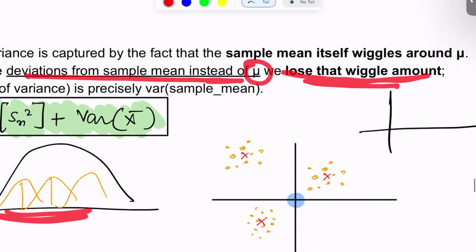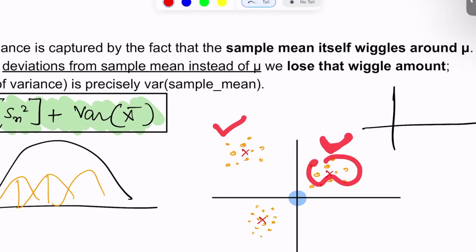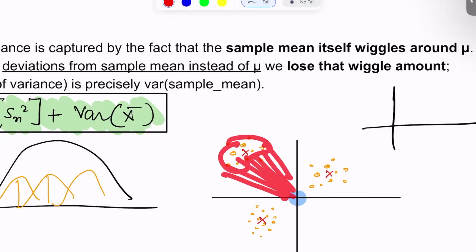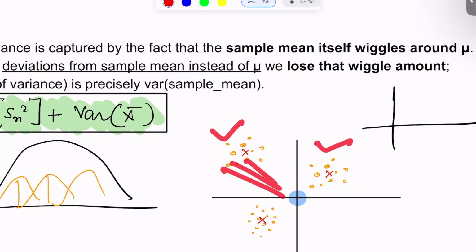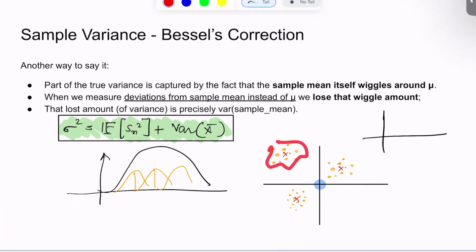We can see from this example. These are the same distribution that I've simply copied here. Let's say this is the sample mean, and we calculate the deviations from the sample mean. The variance in both cases is going to be exactly the same, because there is no change in the deviations and the number of samples. But if we calculate the deviations for this distribution from the population mean, and again for this distribution from the population mean, the variance in the two cases is going to be different. So we lose some information if we calculate the variance using the sample mean and not the population mean. But we anyway don't know the population mean.